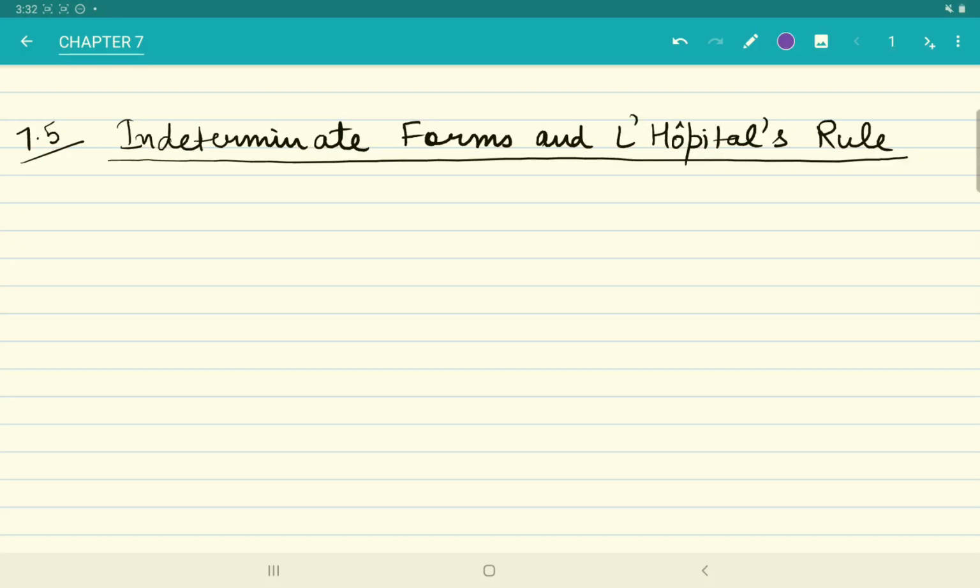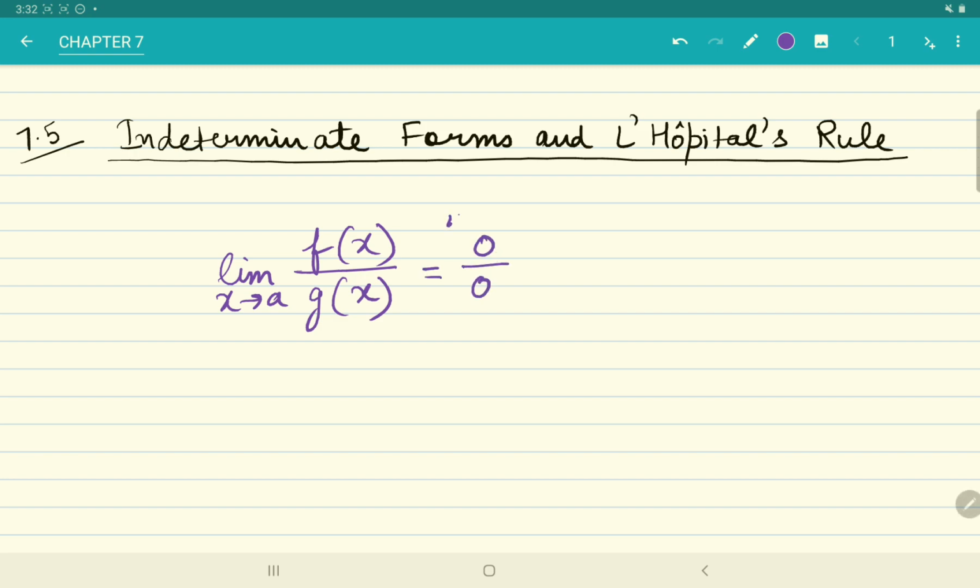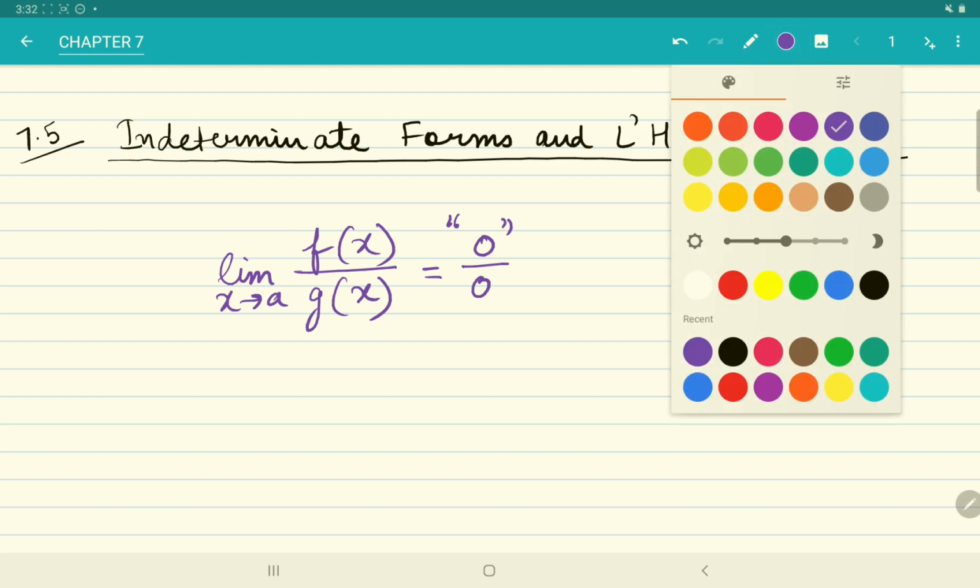I start with 7.5 indeterminate forms and L'Hopital's rule. Here I examine the limit as x tends to a of a quotient. So I can write limit x tends to a, then this quotient. Now here in this case, both numerator and denominator tend to 0 as x tends to a. So I write 0 by 0 and I write it this way. Such a limit is called an indeterminate form of type 0 by 0.